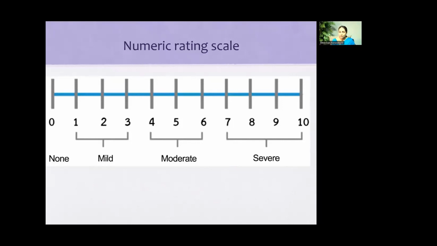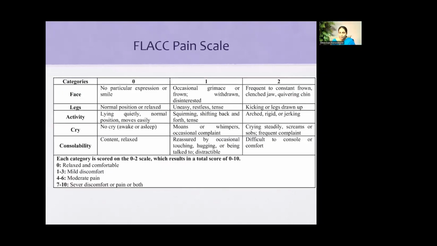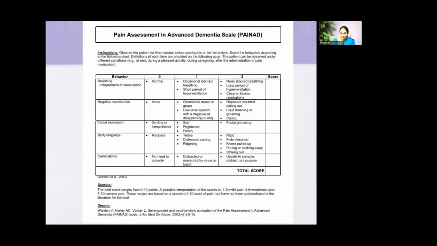Then the FLACC pain scale looks at the face, the legs, activity, cry, and consolability, and a score is given. Now, all these categories can be given a 0, 1, or 2 score, and you add all these and see what the total score is. If the total score is 0, the patient is relaxed and comfortable. 1 to 3 could be mild discomfort. 4 to 6 moderate. 7 to 10 would be severe discomfort.